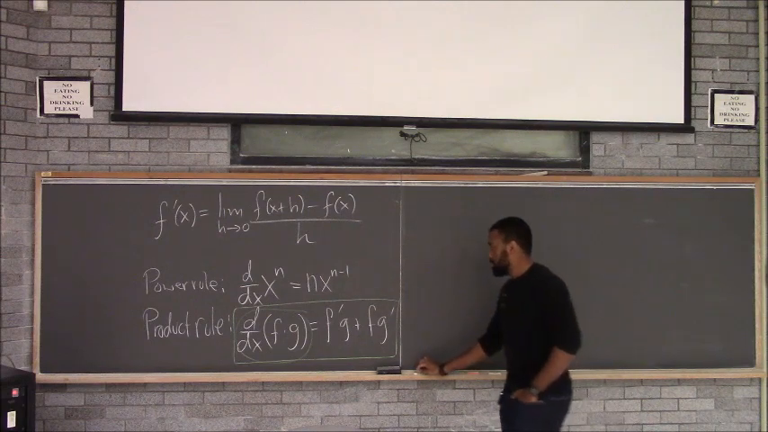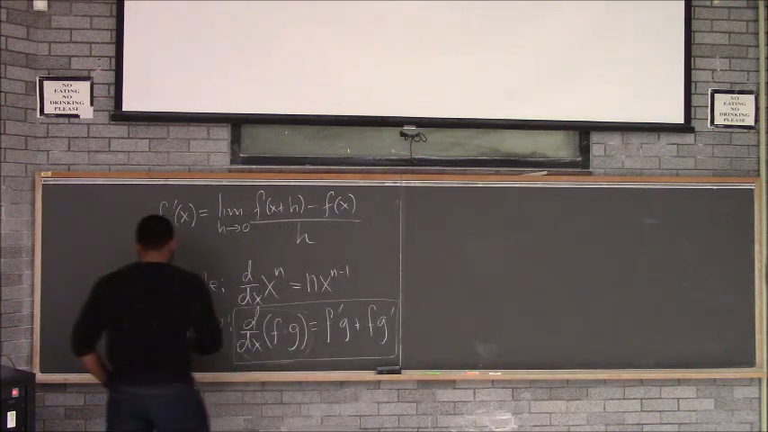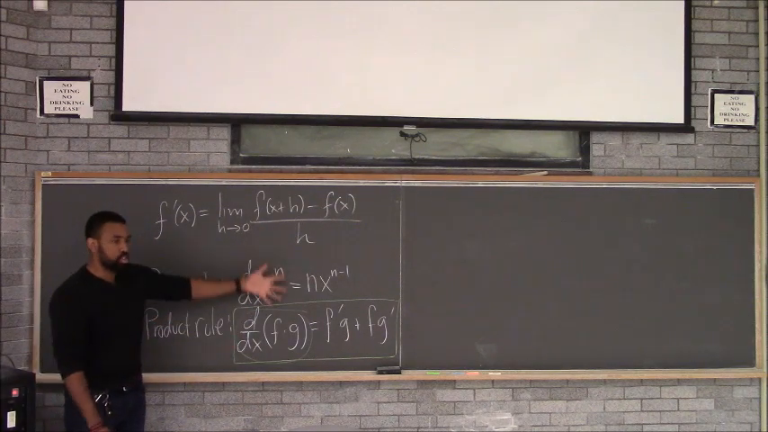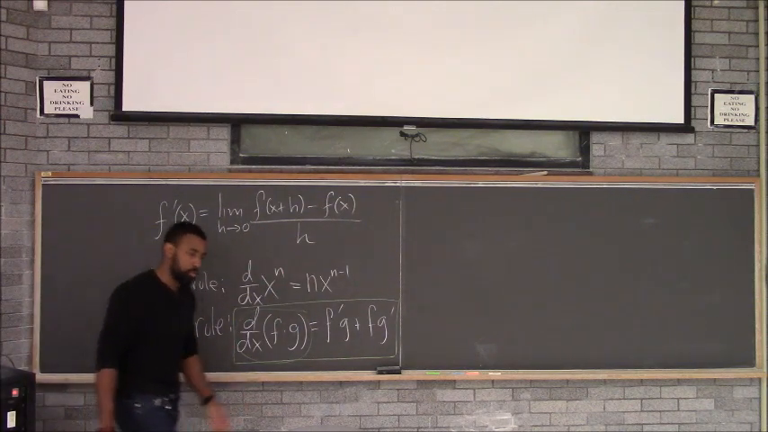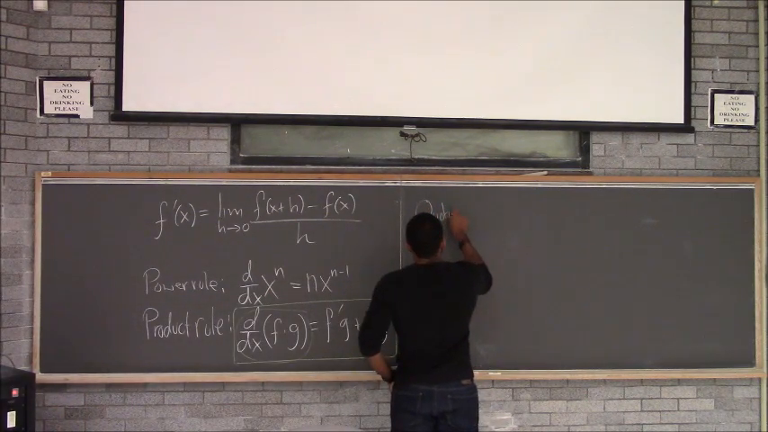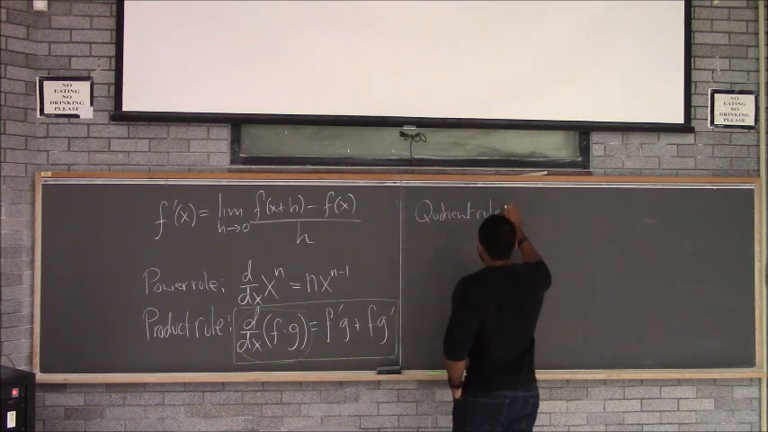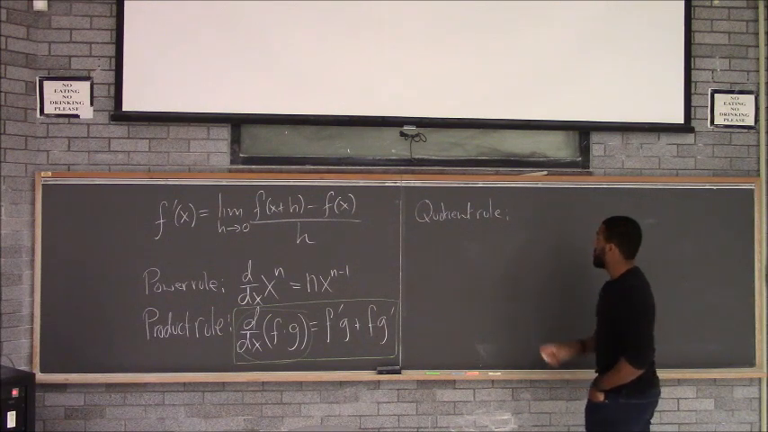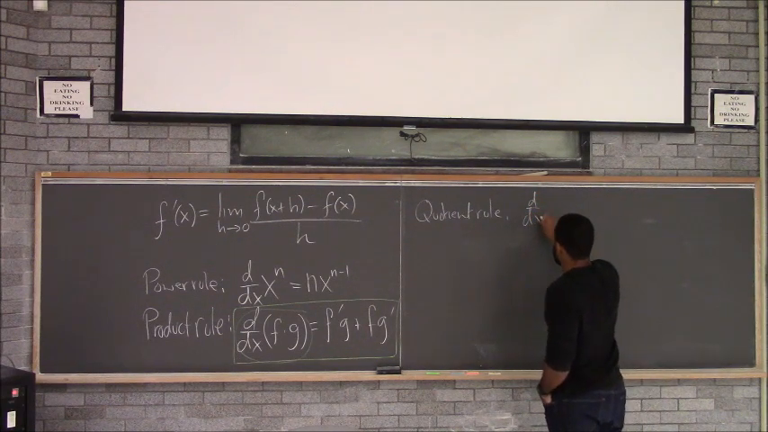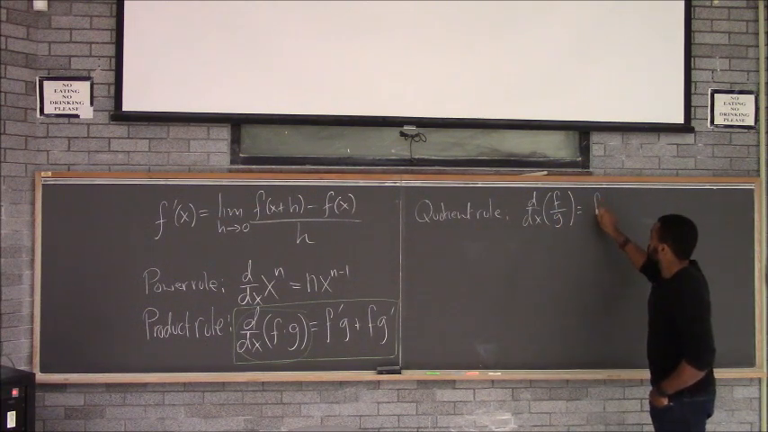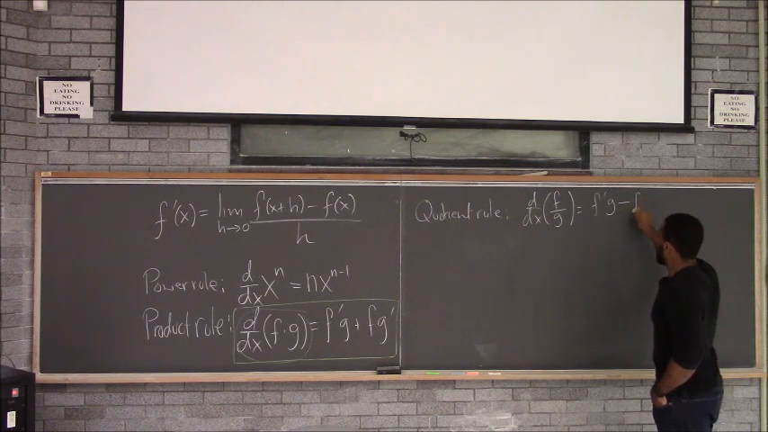Okay. So every derivative rule that we have starts with d/dx of something. You want to know the derivative of a certain form is another form. You want to memorize it like that. What about the quotient rule? How does that look? The derivative of f over g equals f prime g minus f g prime over g squared.